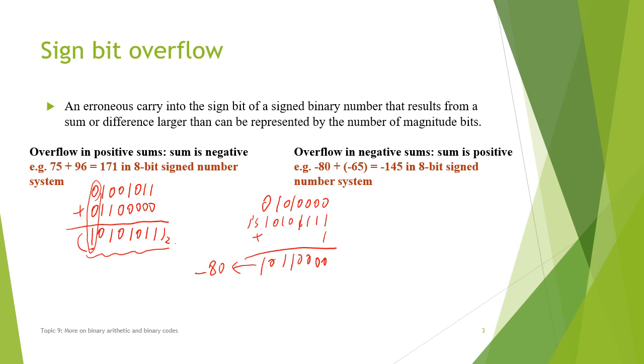For 65, for positive, we have 64 plus 1. Then take the 1's complement form: 1011110, plus 1. We get 1011111. So this represents negative 65. Then we add them together.